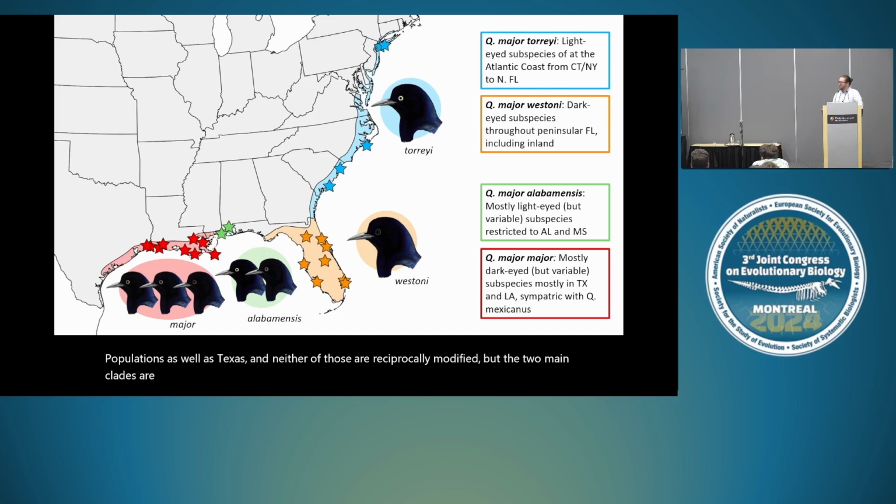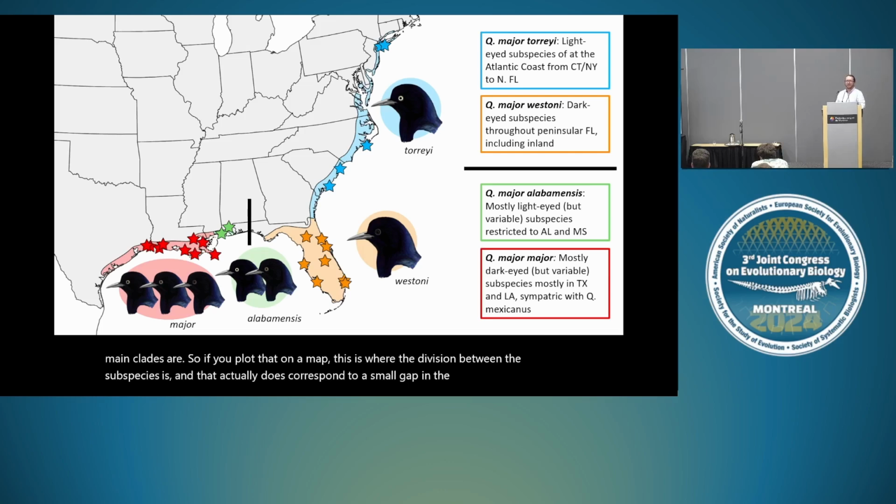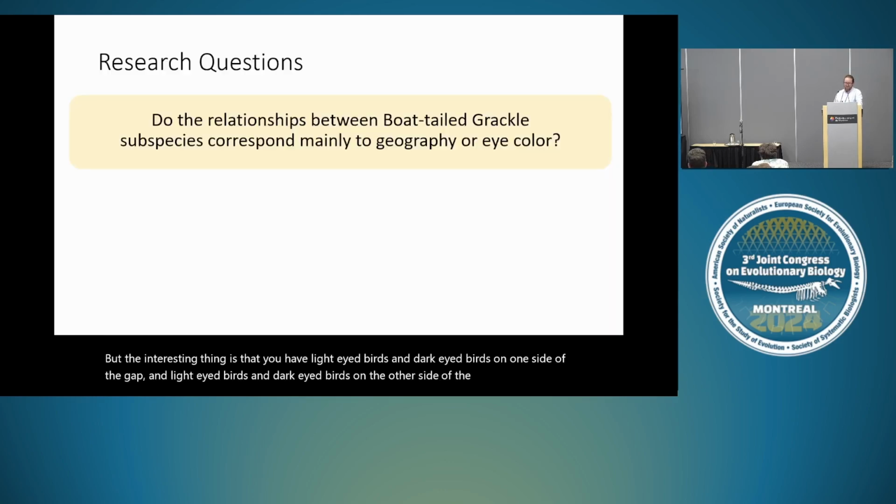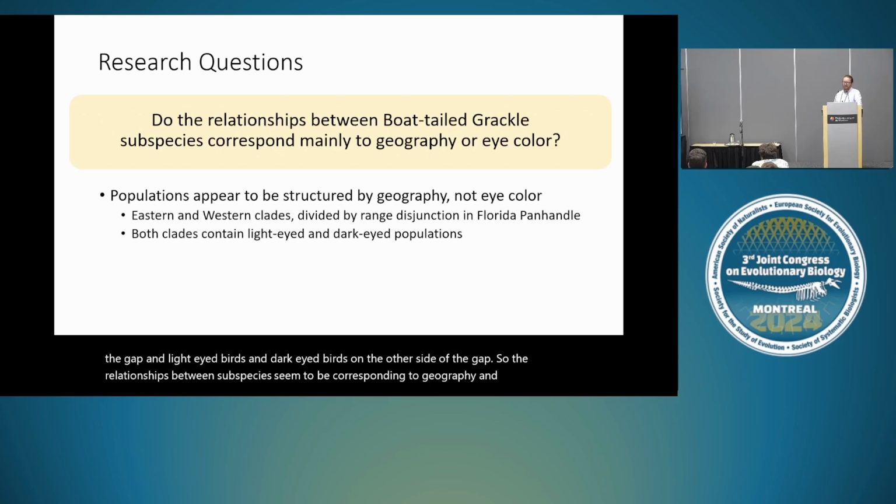So if you plot that on a map, this is where the division between the subspecies is. And that actually does correspond to a small gap in the range. It's the only gap in its range, in the Florida Panhandle, where there doesn't seem to be sufficient salt marsh habitat. But the interesting thing is that you have light-eyed birds and dark-eyed birds on one side of the gap and light-eyed birds and dark-eyed birds on the other side of the gap. So the relationships between subspecies seem to be corresponding to geography and not to eye color.